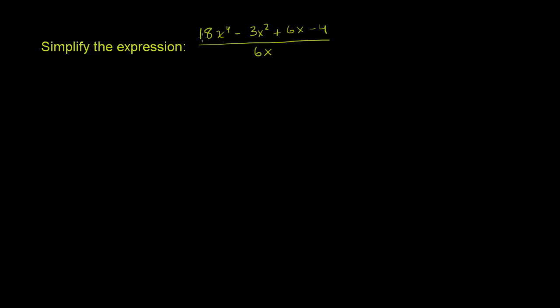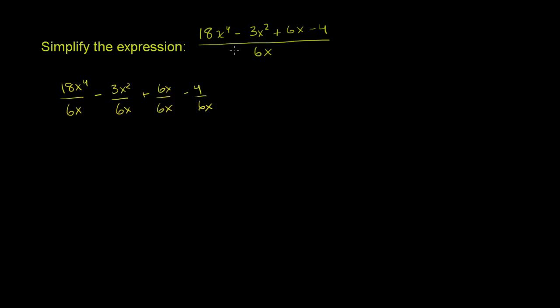Simplify the expression 18x to the fourth minus 3x squared plus 6x minus 4, all of that over 6x. So there's a couple of ways to think about them. They're all really equivalent. You can really just view this as being the exact same thing as 18x to the fourth over 6x plus negative 3x squared over 6x, or you could say minus 3x squared over 6x plus 6x over 6x minus 4 over 6x.